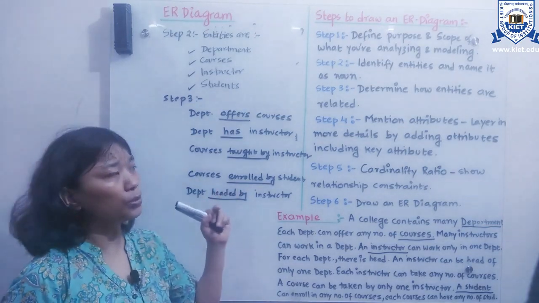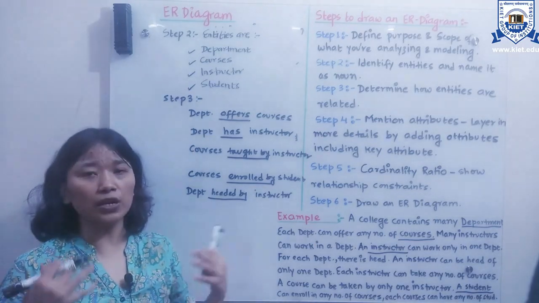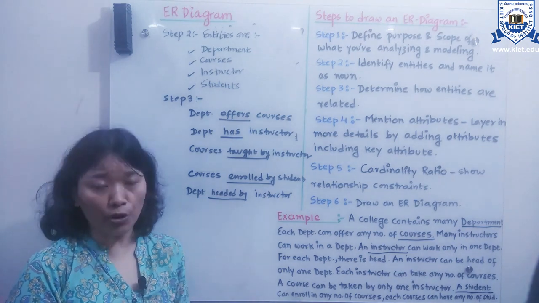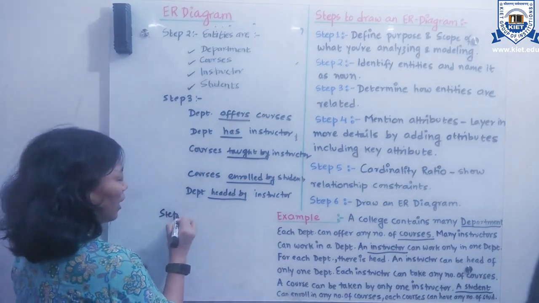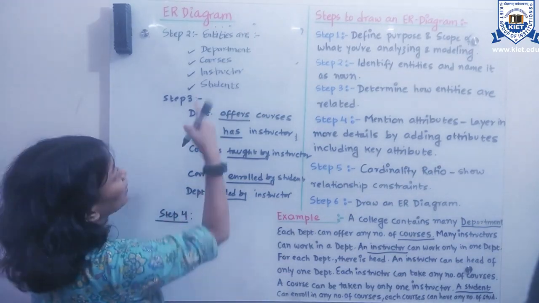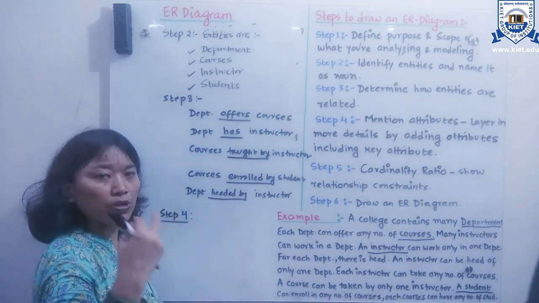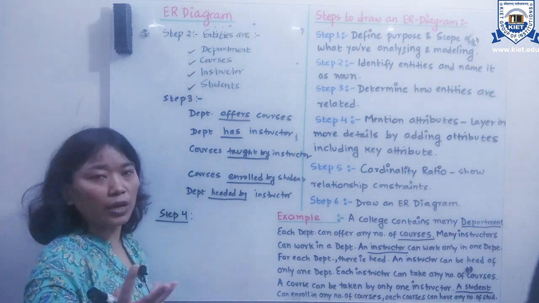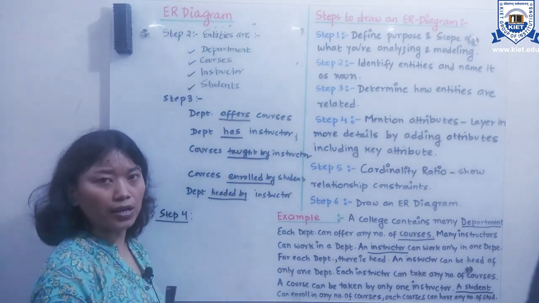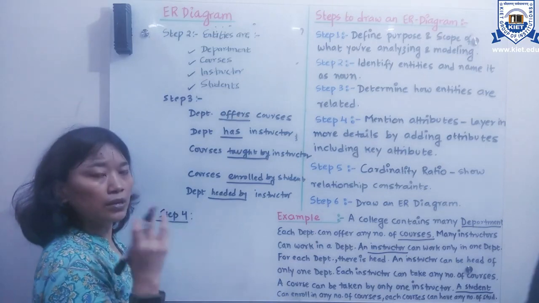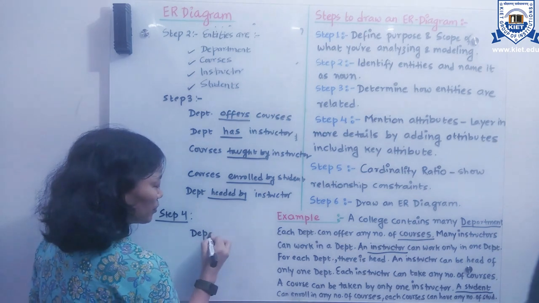Now, step 4, we need to identify the attributes. The rest of the attributes we will draw when we draw the ER diagram, but I need to identify the key attributes. So in step 4, I will identify the key attributes. The first entity was department. Any college has only one department of a kind, because if I say computer science, there is only one computer science department in any college. There are no two same departments in a single college. So for the department entity, we will decide department name as the key attribute.